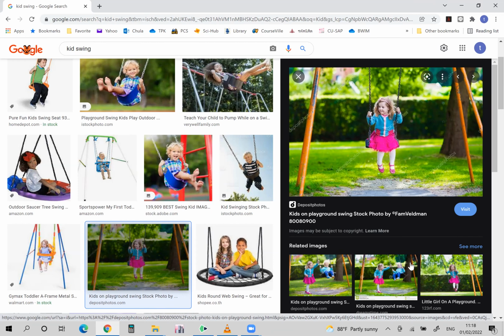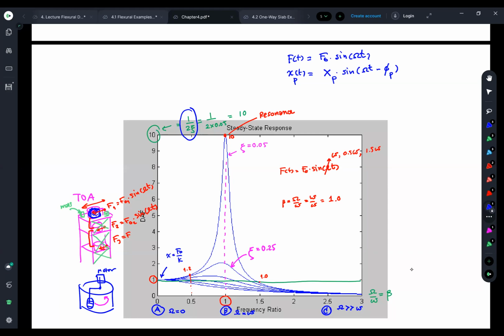You can imagine, right? You swing, first cycle, second cycle is higher and higher and higher. It looks like we try to inject the energy into the system more and more and more. And this happens to the resonance system as well.